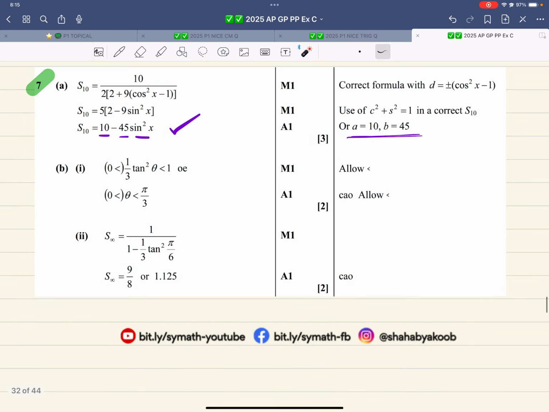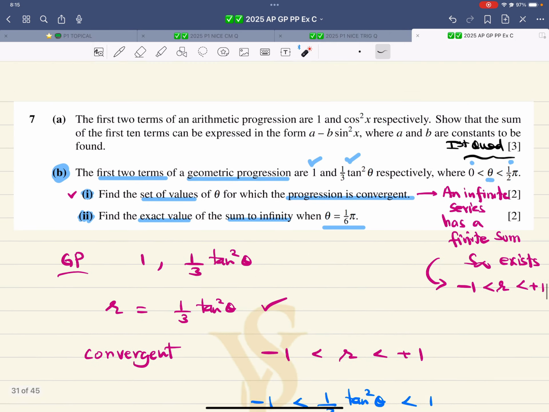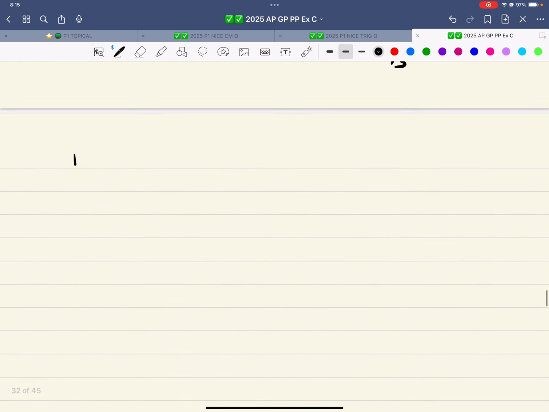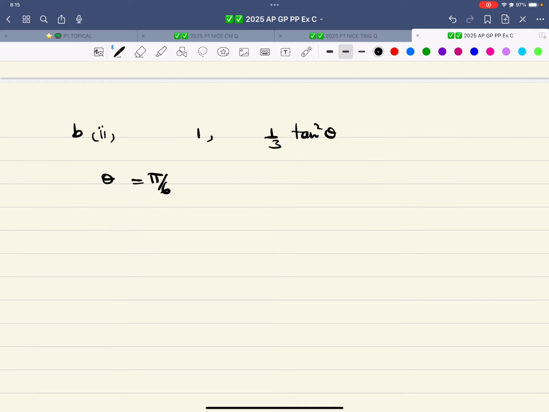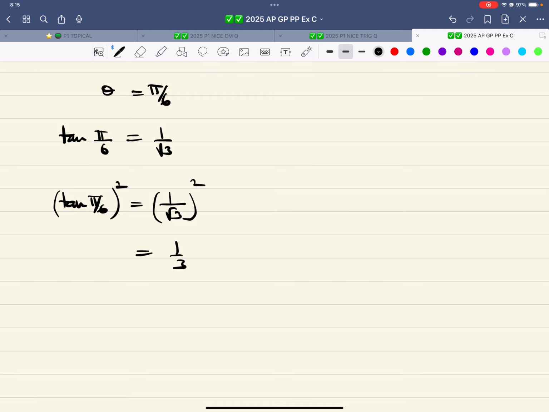Now, the next one. First of all, this thing is done. All good. Part B, part 2. I need more space, and that is the space I've created. Find the exact value of the sum to infinity when theta is pi/6. So now B part 2, the first term is 1, and then it's 1/3 tan square theta. But theta is pi/6, not pi/3. Tangent of pi/6 is 1 over √3. Tangent of pi/6, the whole thing squared, is 1 over √3 whole squared, which is 1 over 3.